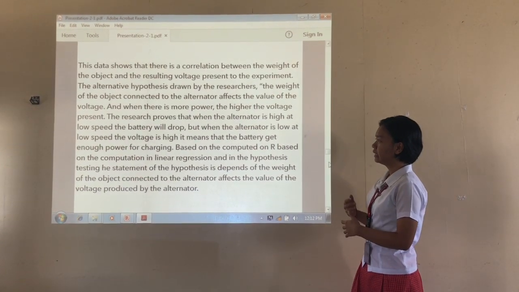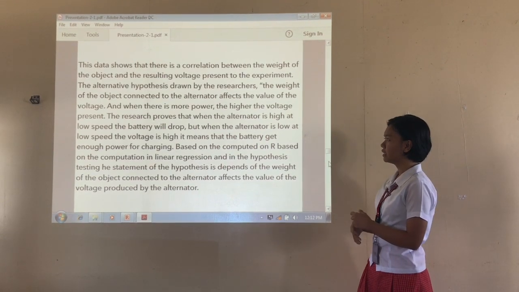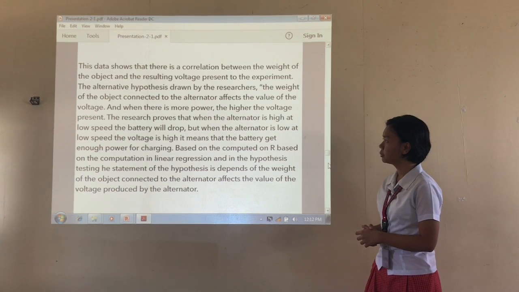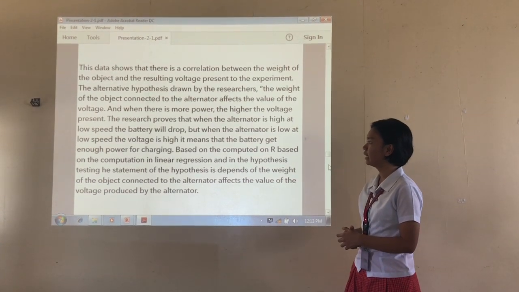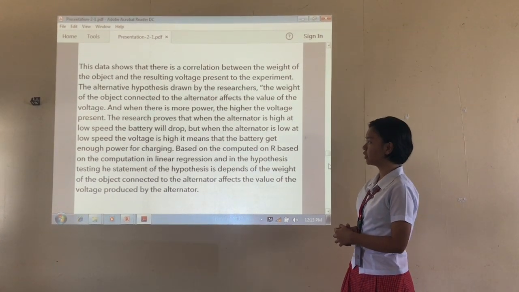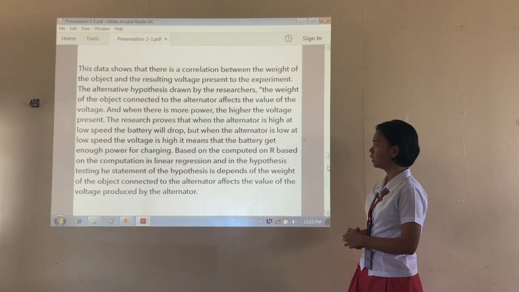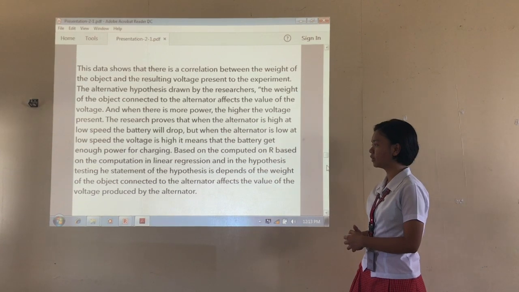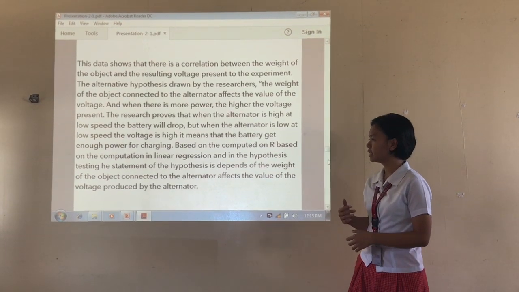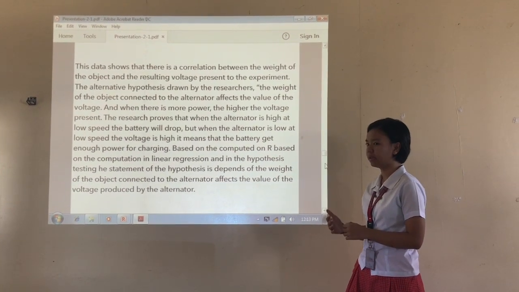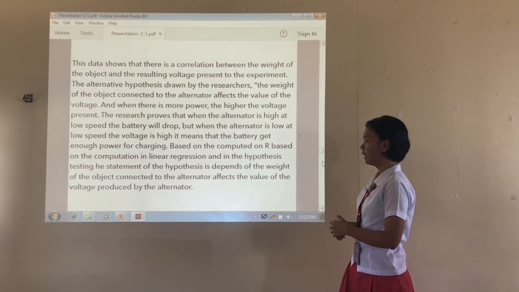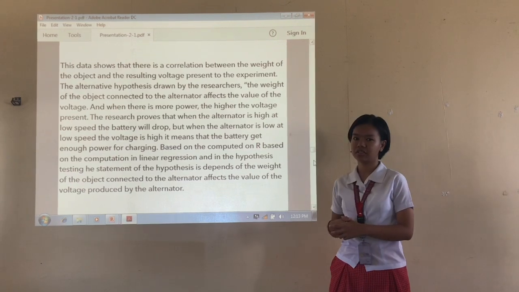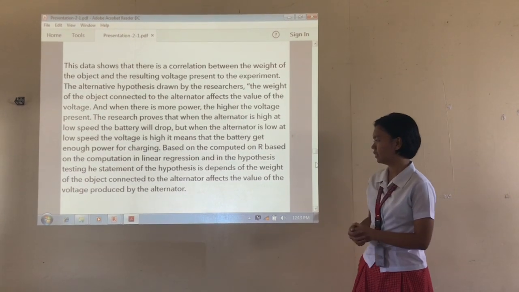Tapos, nagsasabi dito sa findings namin na when there is more power, the higher the voltage present. The research proves that when the alternator is high at low speed, the battery will drop. But when the alternator is low at low speed, the voltage is high. It means that the battery get enough power for charging. Tapos, dun din sa hypothesis namin, alternative hypothesis namin ay nag-agree din dito yung aming nakuha naming linear regression na value.